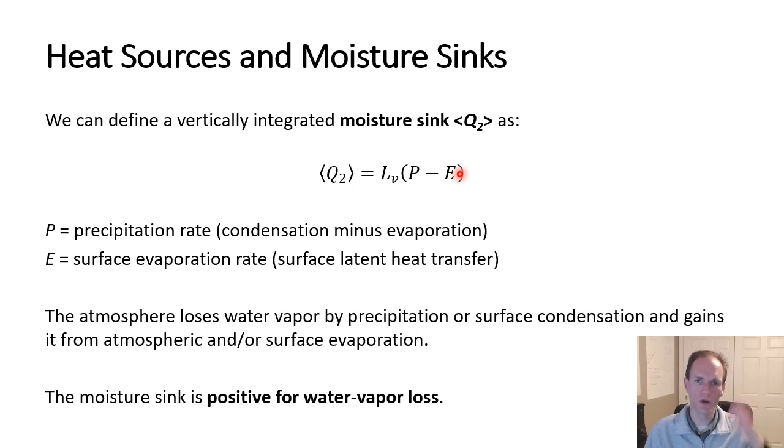And so in the case where you are gaining moisture from the underlying surface and E would be positive, assuming that there's no precipitation, you would end up with a negative value for the moisture sink and thus a moisture gain within the atmosphere. Whereas if you are losing moisture to the underlying surface, or if you have more precipitation than you do atmospheric evaporation, more condensation than you have atmospheric evaporation, you are losing water vapor more specifically, and thus Q2 would be positive.